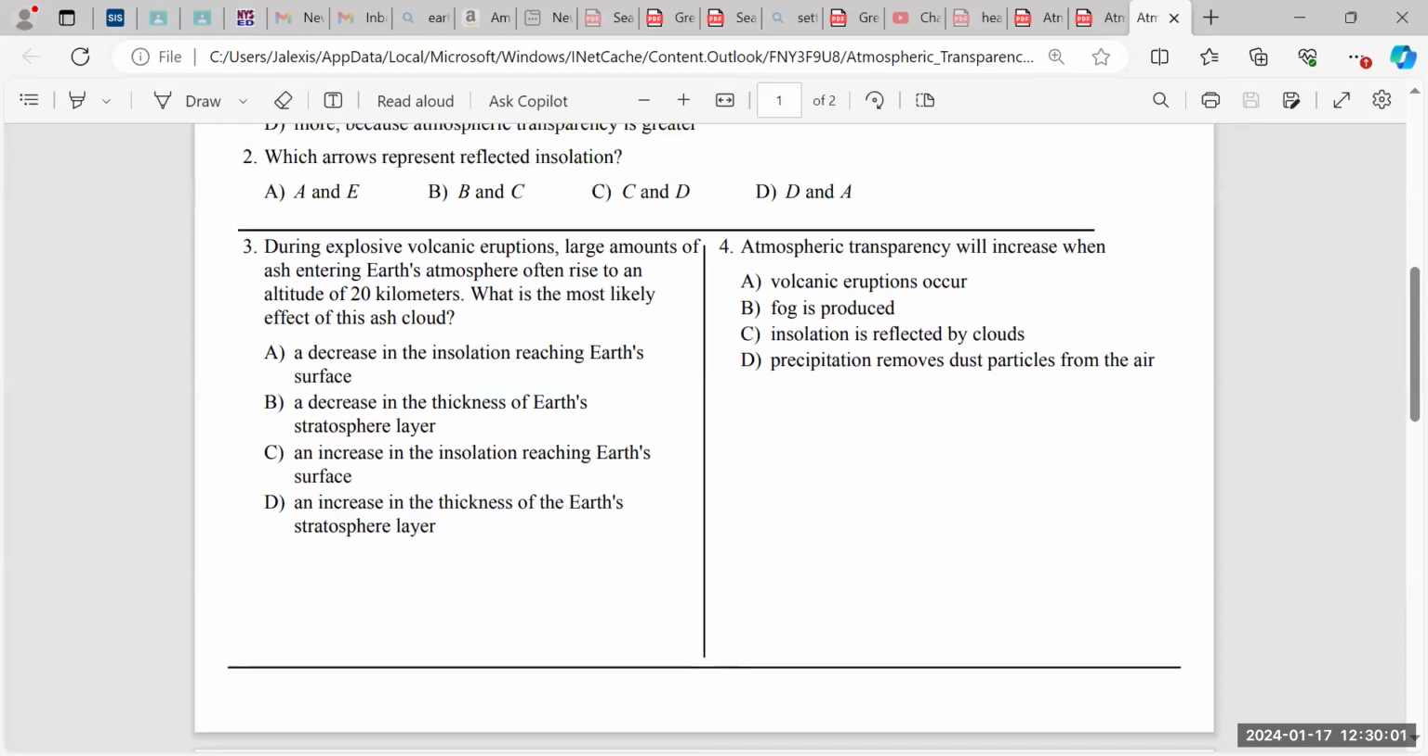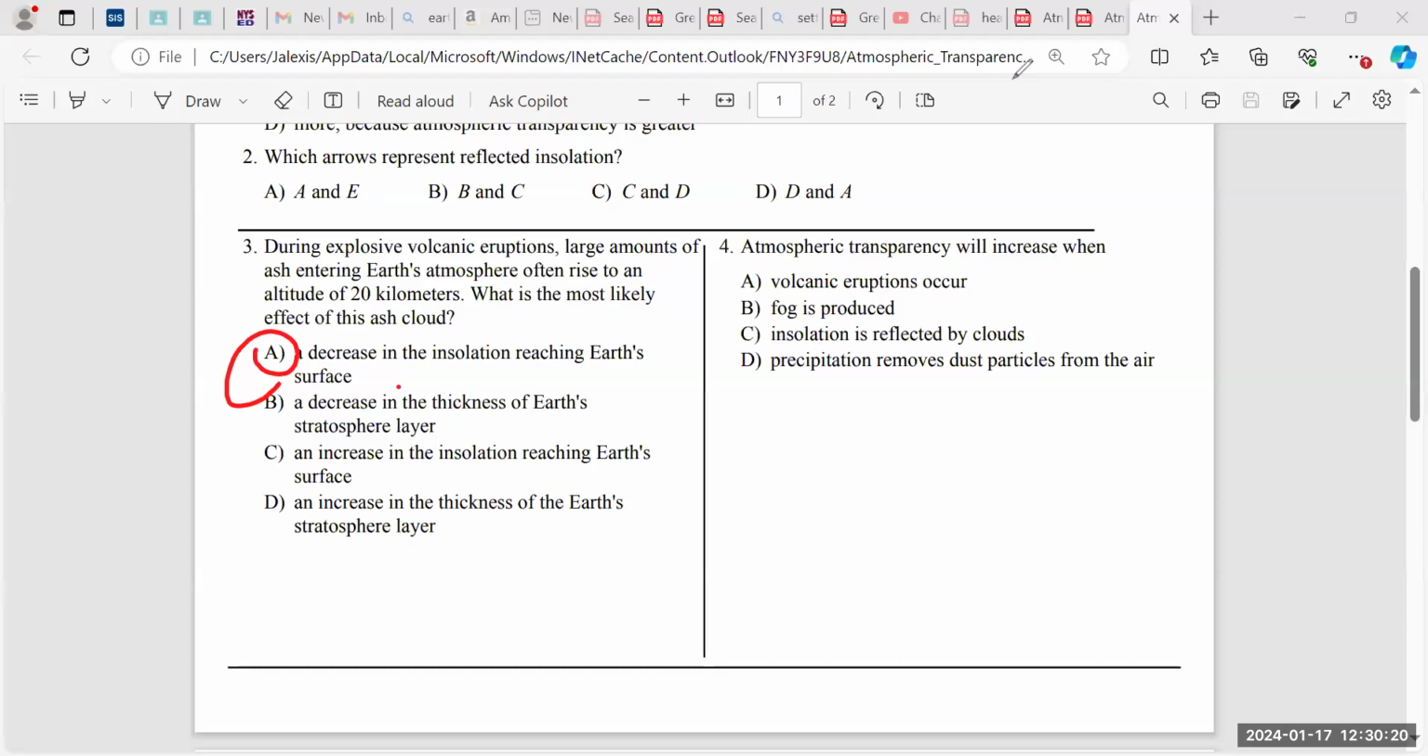Okay, number 4. Number 4 says, oh, so yeah, we're gonna do number 4 too. Sorry, oops, before I get to that, the correct answer was actually A. All right, I do apologize for that. All right, number 4 says atmospheric transparency will increase.